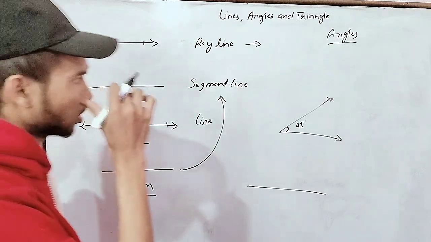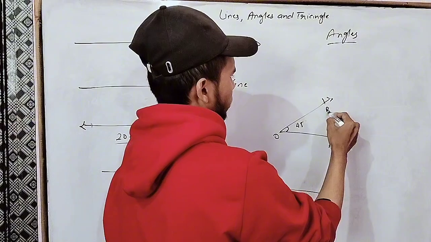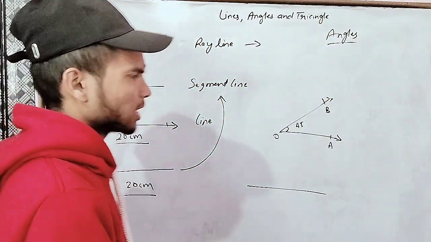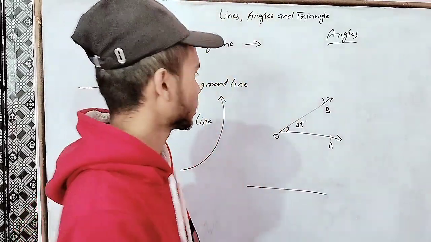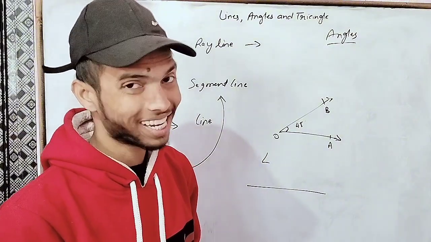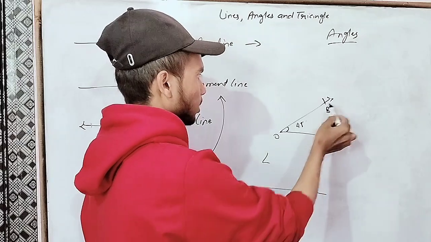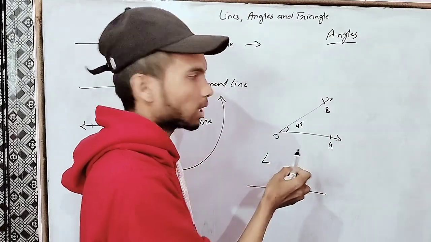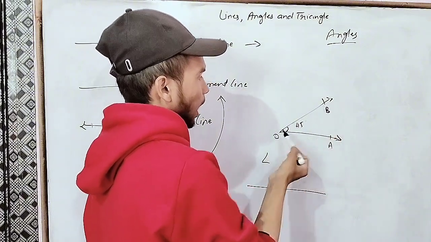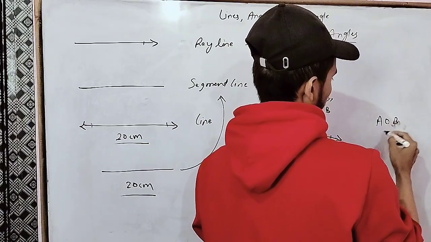We can name it OAB, like that. And how do we represent it in mathematics? This is how we represent an angle mathematically. We can take AOB or BOA. We cannot take OAB, it will be wrong. Here, I am telling you we can take AOB, otherwise BOA.